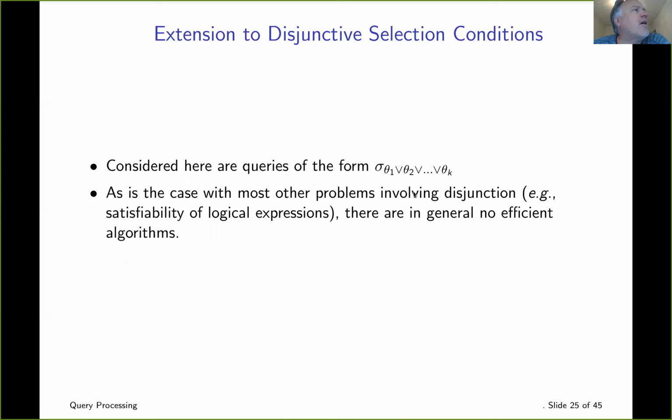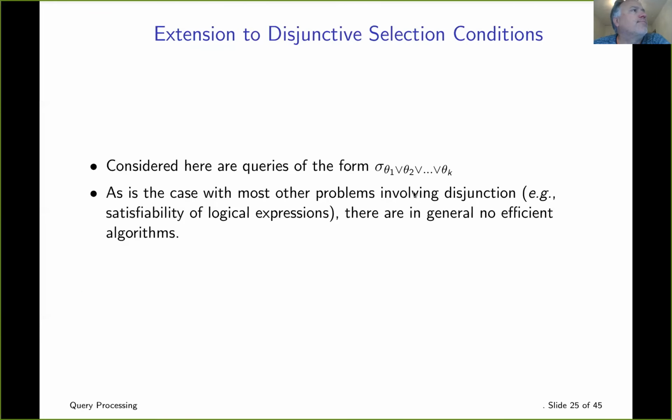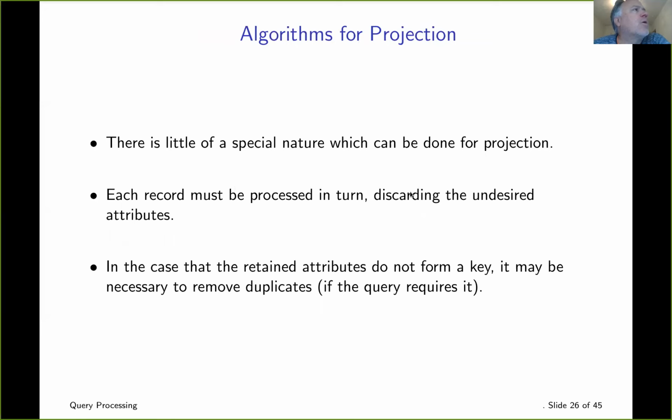All right, so that covers selection. So that covers how we basically use indexes when we do selection. Okay, now we're going to look at projection. So with projection, there's really little that you can do. Each record has to get processed in turn, and then you basically discard the unused attributes. So you're going to slim it down.